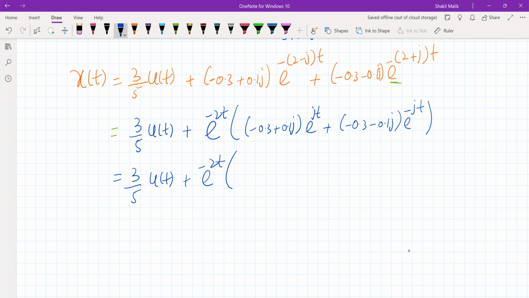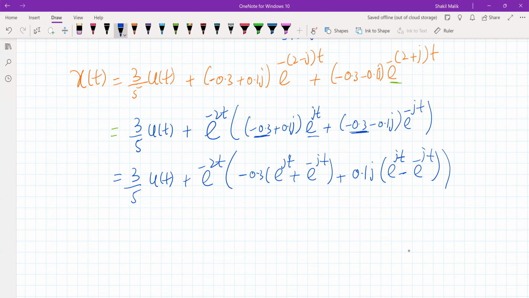Now, here we have minus 0.3 and minus 0.3, so we'll take it common. We'll say minus 0.3 times e to the power of plus jt plus e to the power of minus jt, right? This and this from this term. Then we have the j term, so it is 0.1 j, let me write it, e to the power of jt minus e to the power of minus jt.